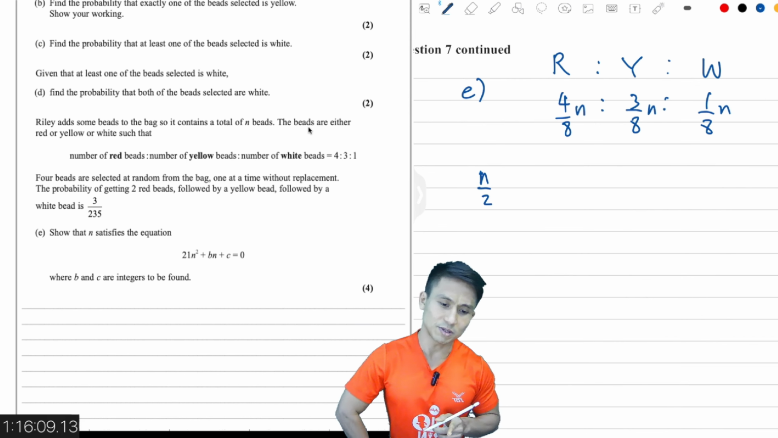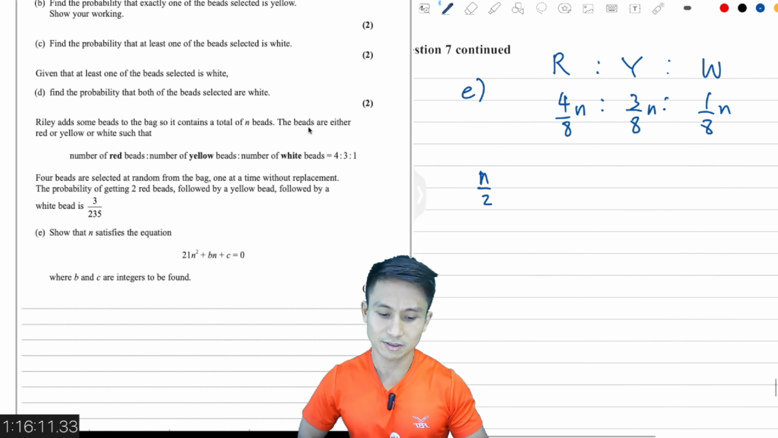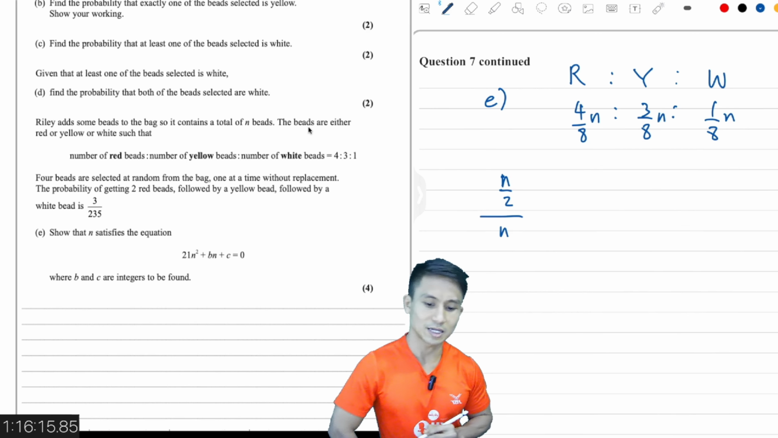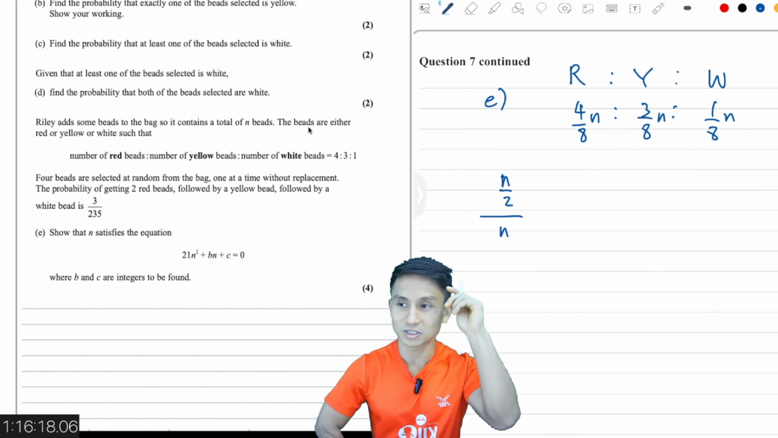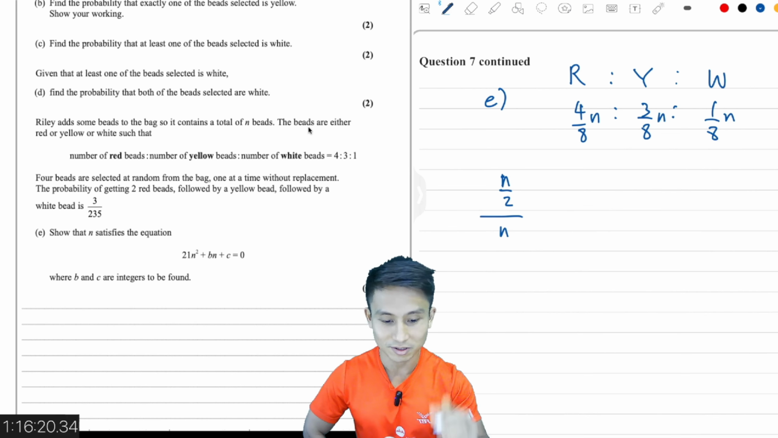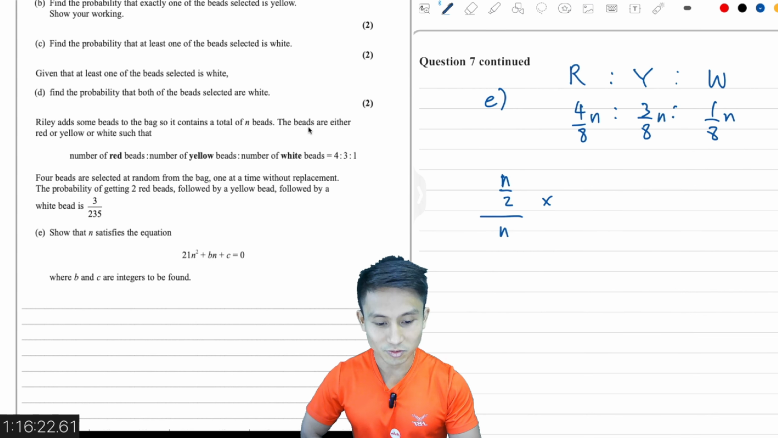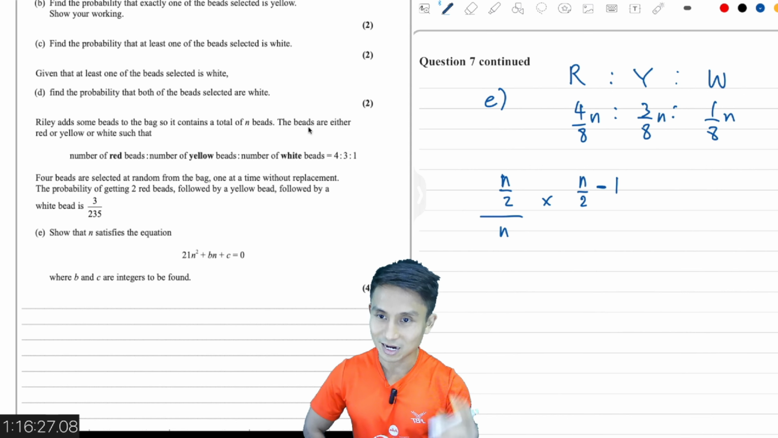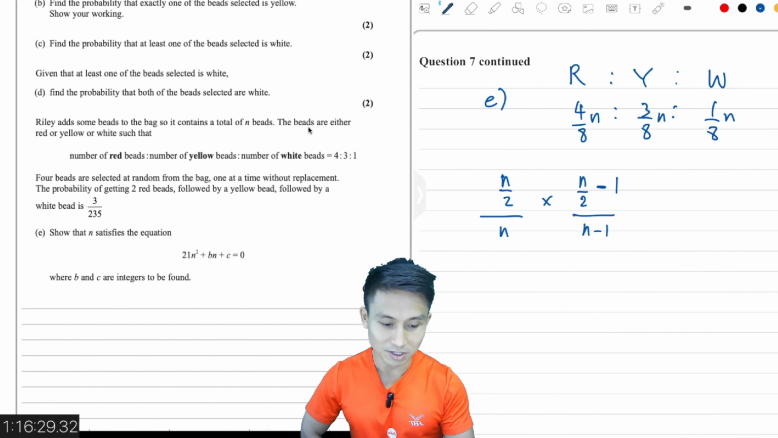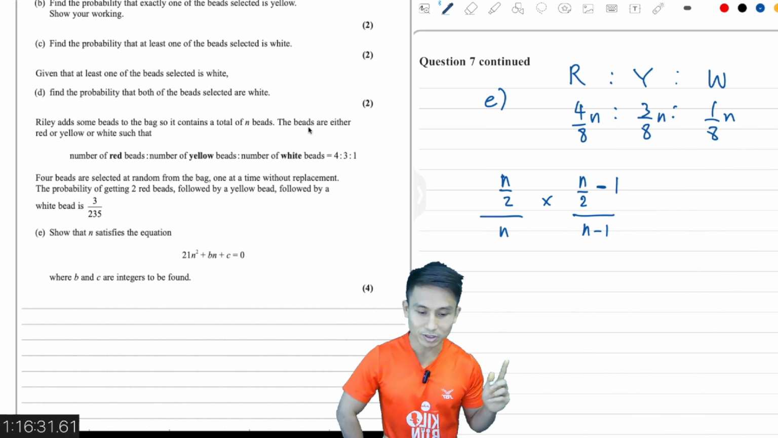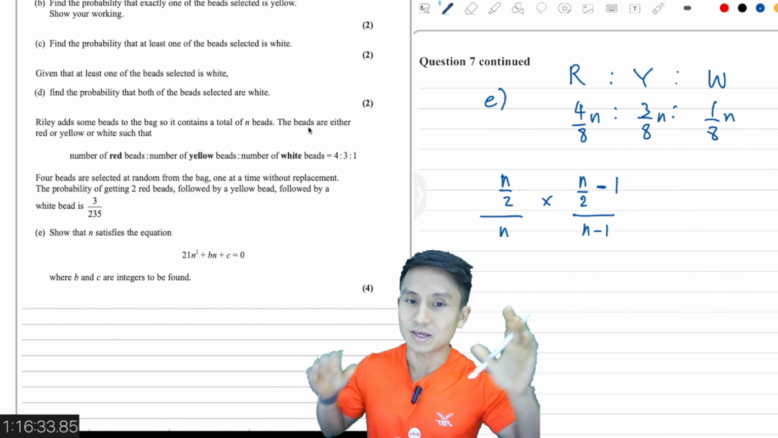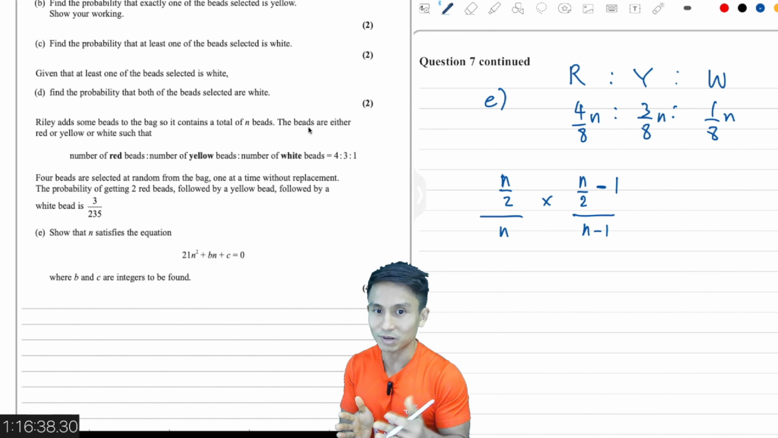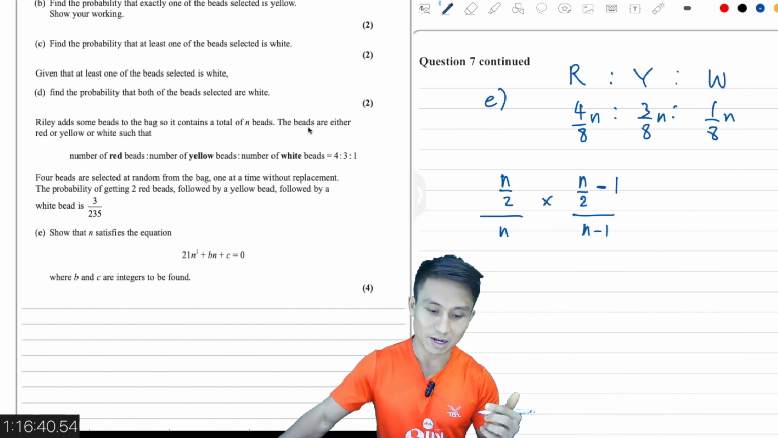That's the number of red beads, right? So out of n, that's the probability of 1 red bead. It's just the number of red beads divided by the total number. Times, well, you already took out 1 bead, so you need to subtract 1. This is another red bead, divided by n minus 1. Remember, if it doesn't say that n is a large number, you need to subtract 1 because you don't replace, right?